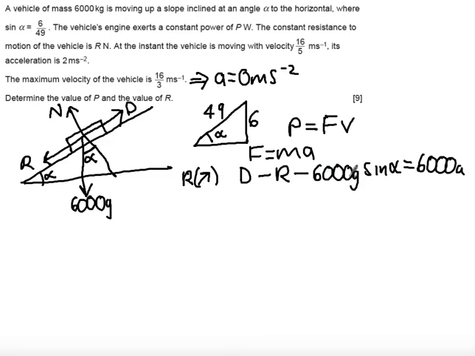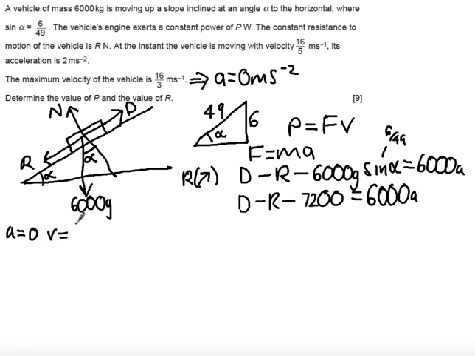And actually, if we start to simplify this a little bit, we get D minus R minus 7,200. So this is the result of multiplying 6,000 times g, which is 9.8, and times sine alpha, which is 6/49. This will be equal to 6,000 a.